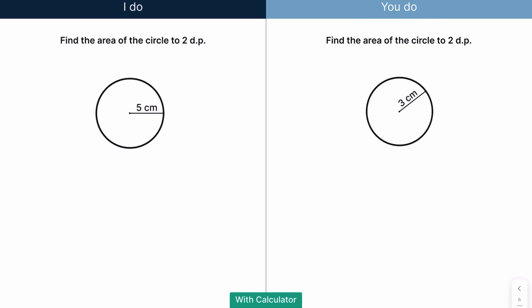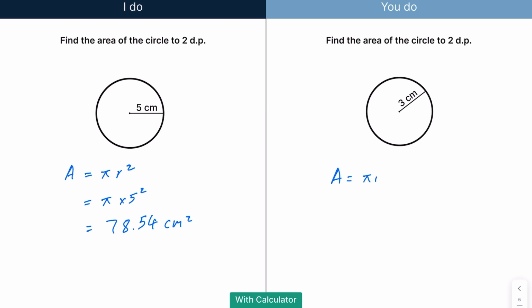Now to find the area of a circle, you use the formula area is equal to pi r squared. So the radius here is 5, so this is going to be pi times 5 squared. And if I type that into my calculator, I will do pi times 5 squared, and to two decimal places, the answer is 78.54 centimeters squared.